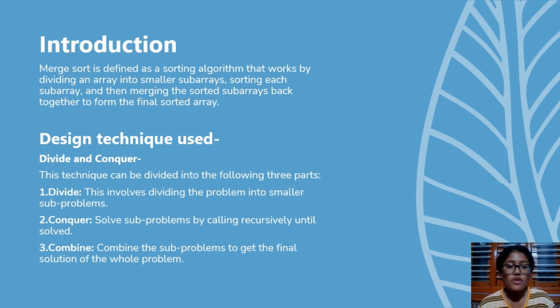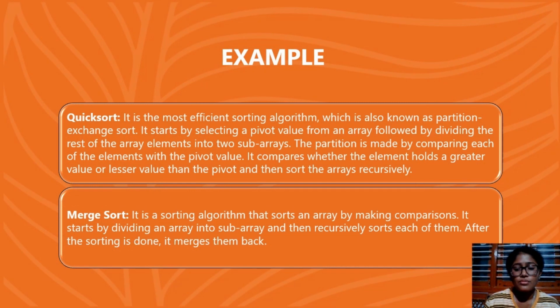Before going into the depths of merge sort, let's see what is the design technique or the approach for this algorithm. So for merge sort, we use the divide and conquer design technique, which has three major steps: divide the given problem, then conquer the bits of the results, and then combine the results to form one output. Some examples of the divide and conquer technique are quicksort and merge sort.